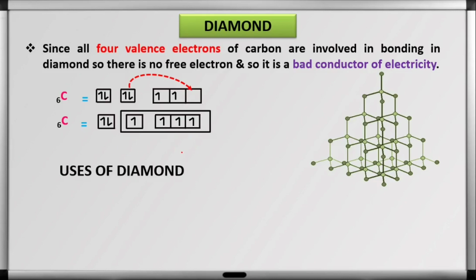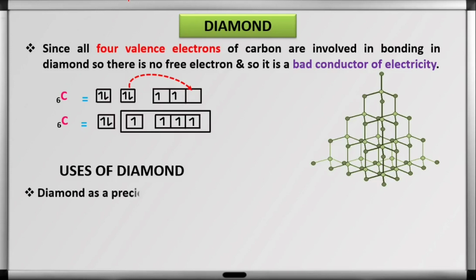Now uses of diamond. आता ऑलरेडी आपण डिस्कस केलं की डायमंड शोज sp3 हायब्रिडायझेशन अँड देअर आर नो फ्री इलेक्ट्रॉन. सो दॅट्स वाय इट इज अ बॅड कंडक्टर ऑफ इलेक्ट्रिसिटी. This is a very important point. Keep it in your mind. हा आपल्या लक्षात ठेवावा लागेल. खूप महत्त्वाचा पॉईंट आहे. डायमंड इज व्हेरी हार्ड अँड प्रिशियस एलिमेंट बट इट इज अ बॅड कंडक्टर ऑफ इलेक्ट्रिसिटी बिकॉज देअर आर नो फ्री इलेक्ट्रॉन्स अवेलेबल.